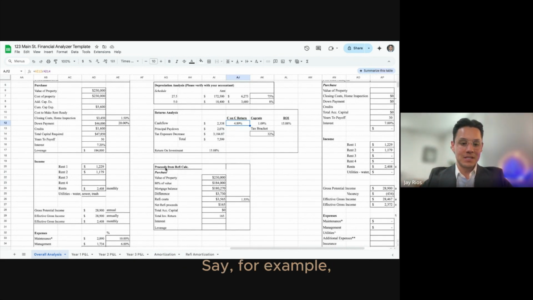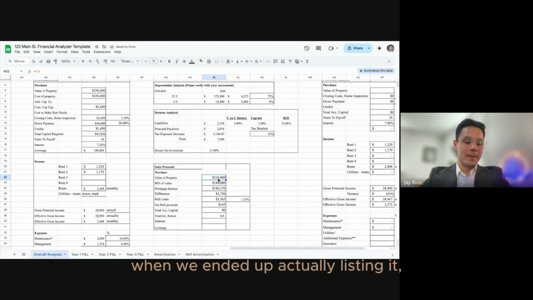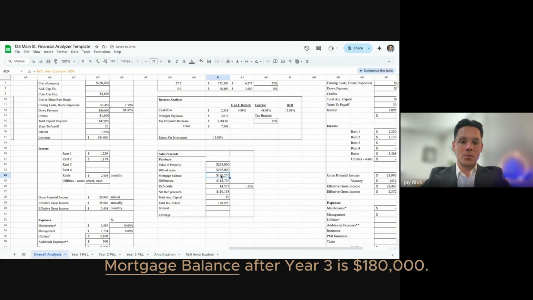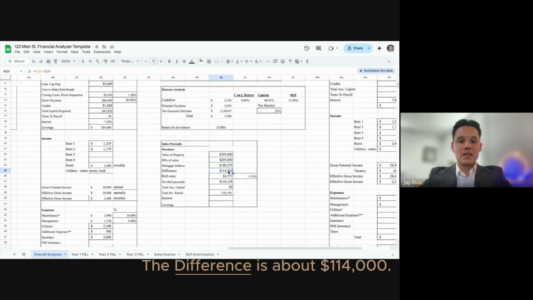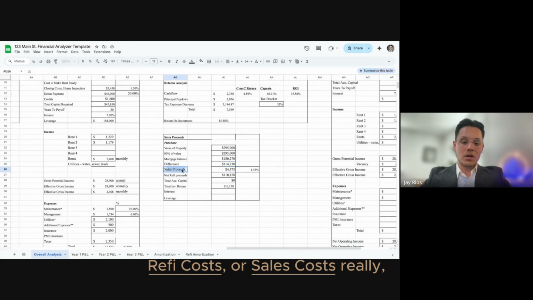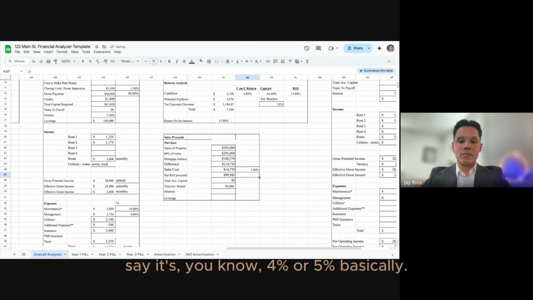Say, for example, we ended up selling this, and your sales proceeds here. So the value of the property when we ended up actually listing it was $295,000, okay? We'll say 100% of the purchase, 80% would be for a refinance, but we'll call it that. Mortgage balance after year 3 is $180,000. The difference is about $114,000. Refi costs, or sales costs really, if you have to pay a commission here, say it's 4 or 5% basically.